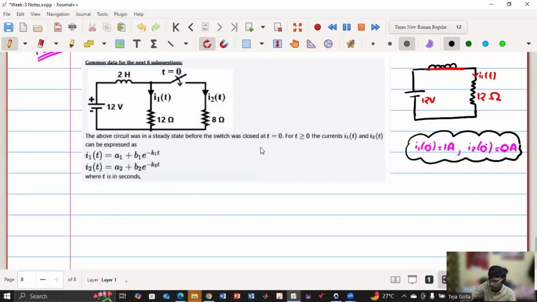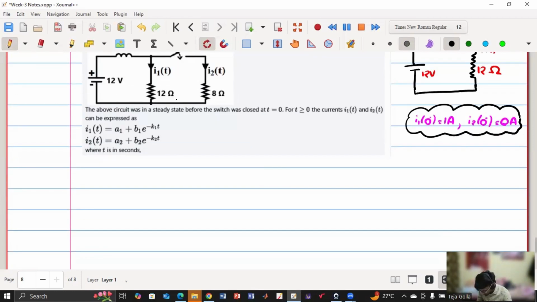Okay. So now once the switch is closed, let us draw the circuit. 2 Henry. Okay. So this is plus minus.